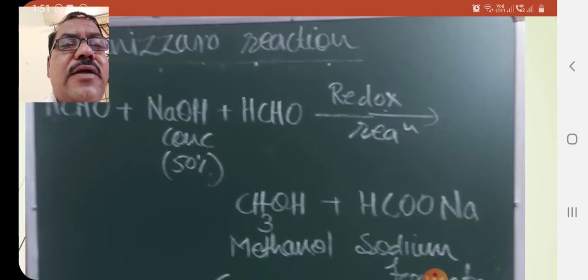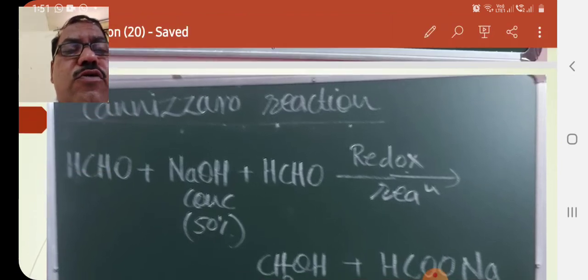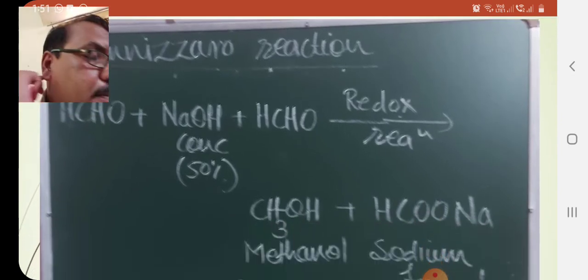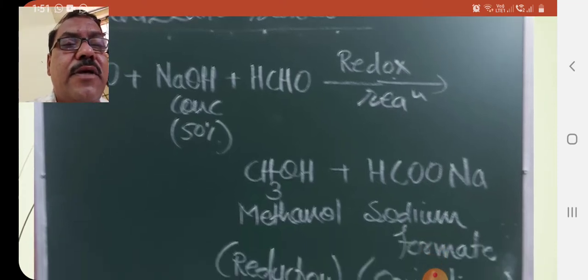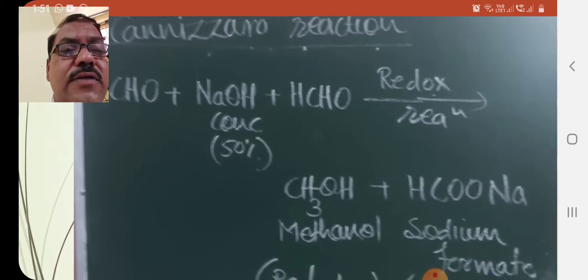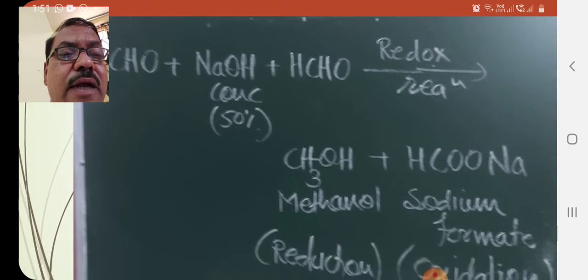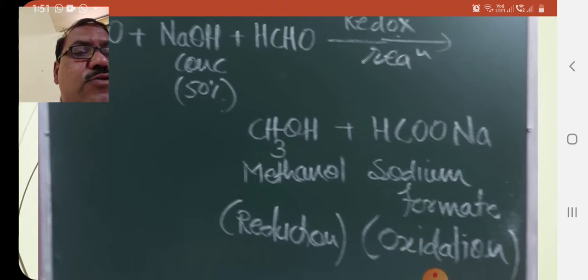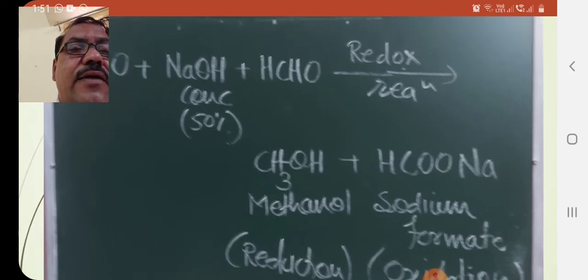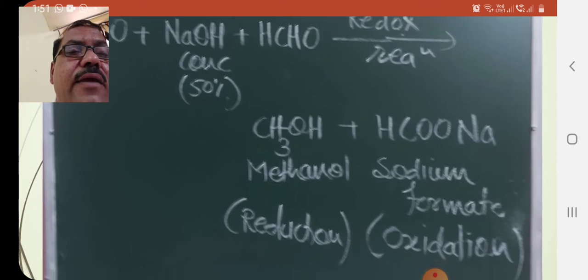Now, the reaction is the Cannizzaro reaction. When two molecules of formaldehyde are reacted with 50% concentrated NaOH, a redox reaction takes place. One molecule undergoes reduction, that is, addition of hydrogen takes place and methanol is formed. Another molecule undergoes oxidation, that is, addition of oxygen takes place and sodium formate, or sodium salt of formic acid, is formed. And therefore, this reaction is called the Cannizzaro reaction.